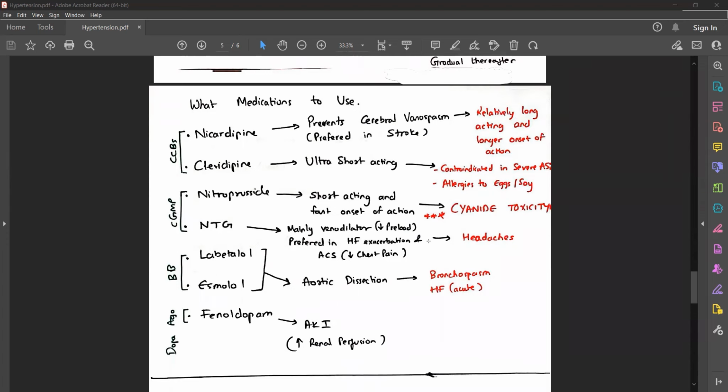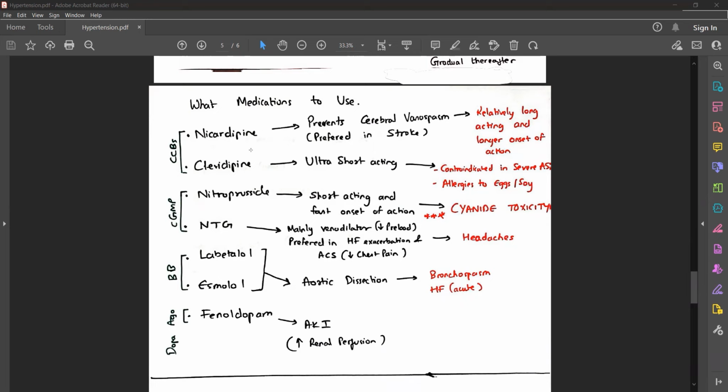So what medications can we use? There are multiple medications available, like nicardipine and clevidipine, which are calcium channel blockers; nitroprusside and nitroglycerin, which work via the cyclic GMP pathway; labetalol and esmolol, which are beta blockers; and fenoldopam, which is a dopamine agonist. Now, each of these medications has its own benefits and side effects, and the first-line medication, as I said previously, is going to depend on the patient. And also, a lot of times every institution, every attending, has its own preferred first-line medication.